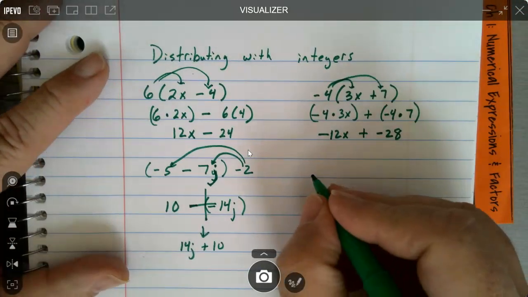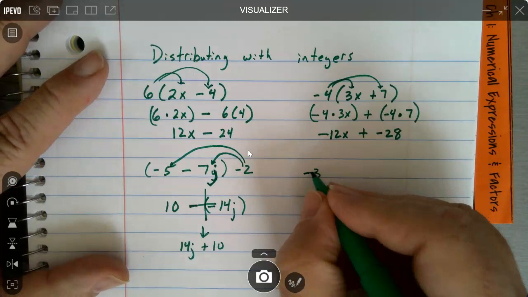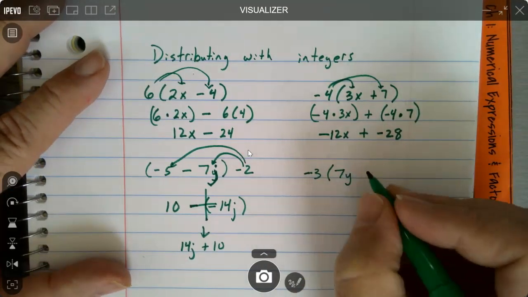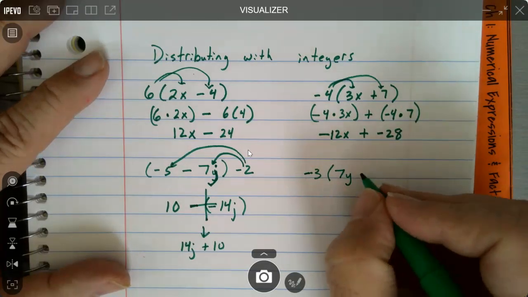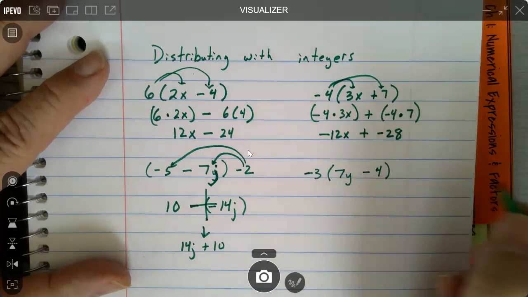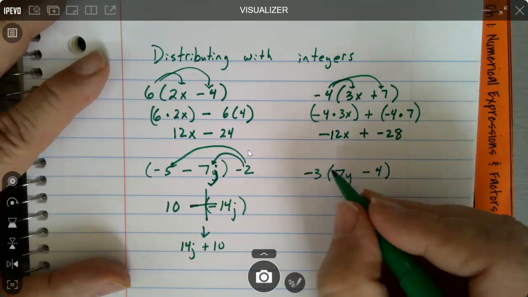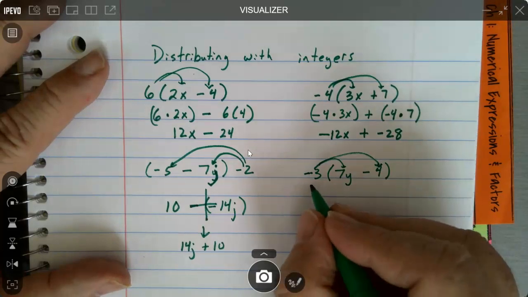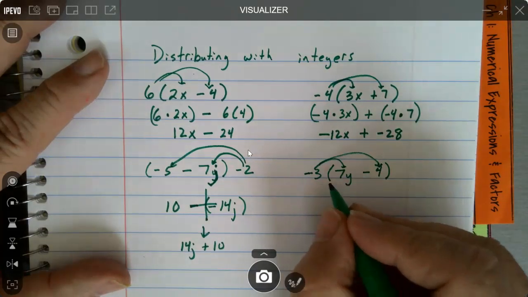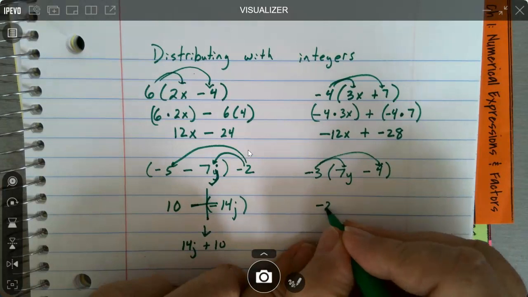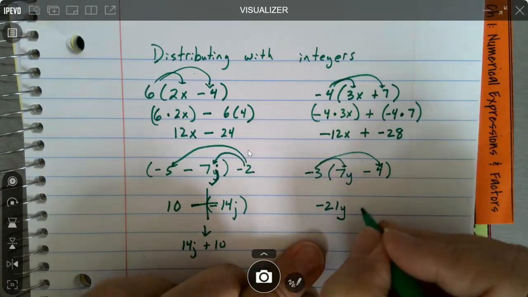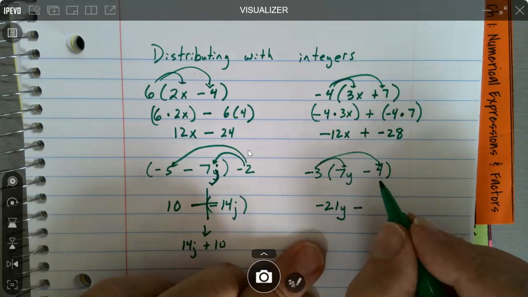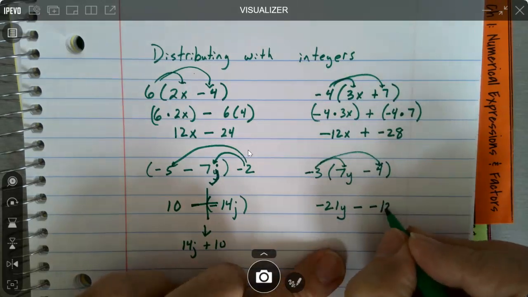Okay, we'll move over here. Now we're going to do negative 3, parenthesis, 7y minus 4. We're going to do our arrows. Boom, boom. Negative 3 times 7y, 1 negative, so negative 21y. Drop the minus. Negative 3 times 4, negative 12.